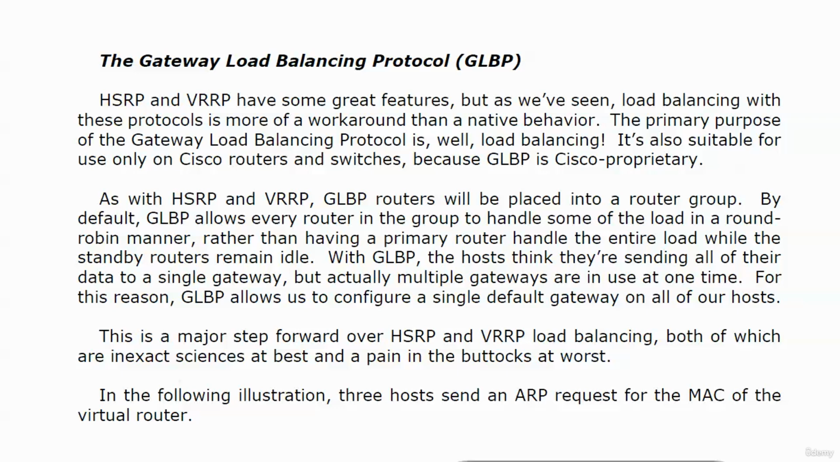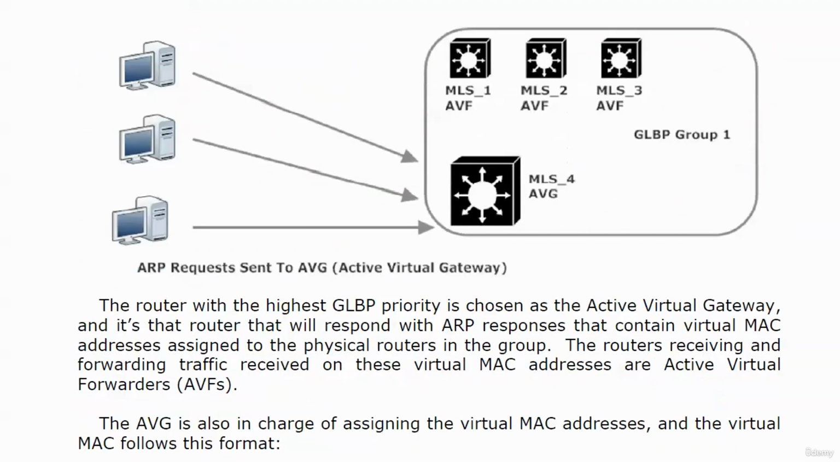None of this, 50% of the hosts are going to hit this address, 50 are going to hit the other one. I don't mean to make that sound so horrible. It's not a terrible thing to do, load balancing with HSRP and VRRP, but at best it's an inexact science, and at worst it's just a real pain in the butt. Now, what we're going to look at is how this protocol works.